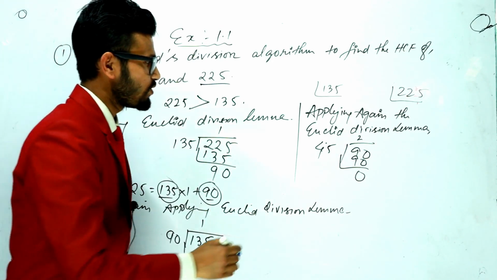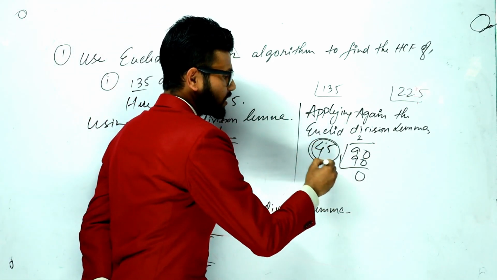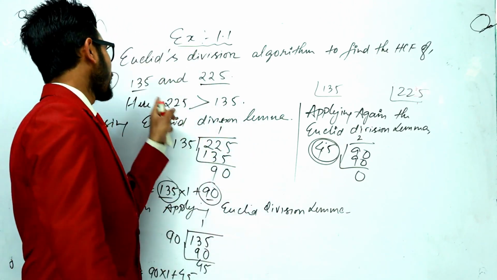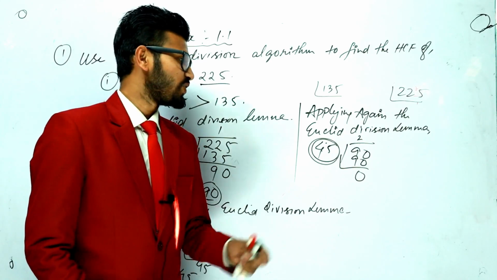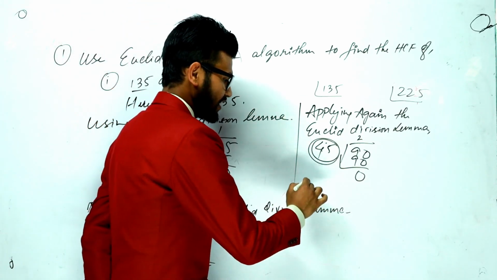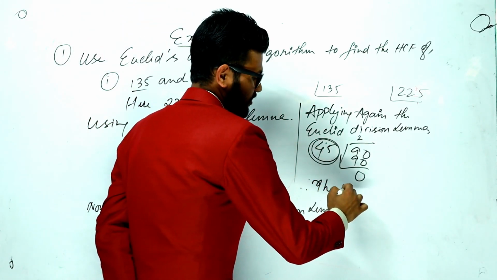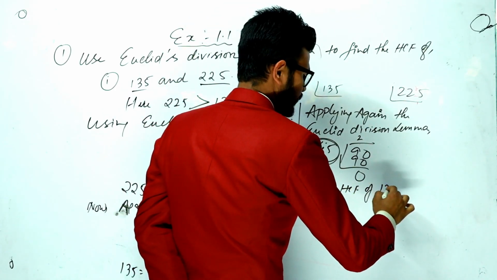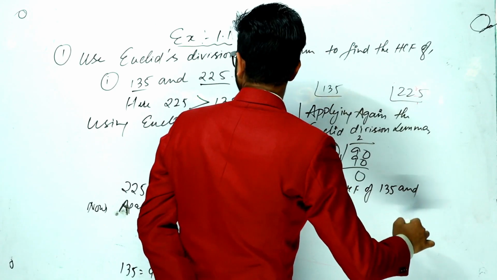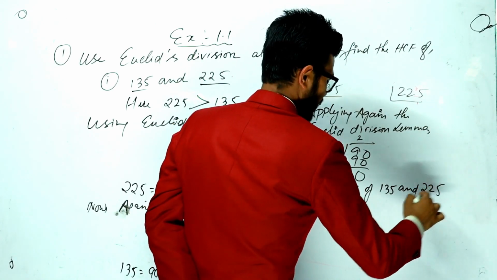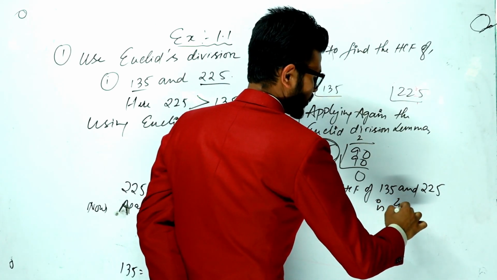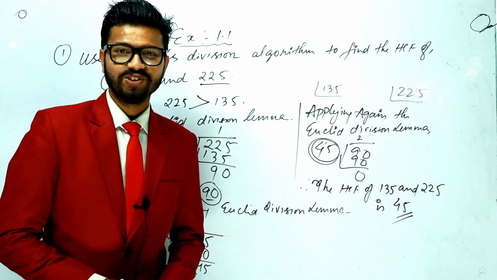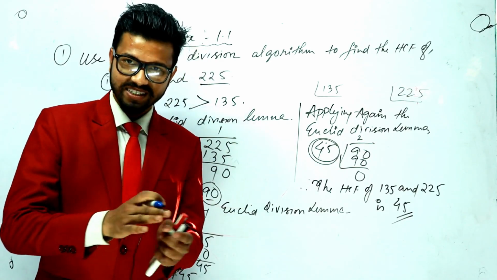So our answer is also here. This is the number which is responsible for making it 0. So definitely the HCF of 135 and 225 will be your 45. Therefore I can write, therefore the HCF of 135 and 225 is your 45. I hope it's definitely clear. Still if you have not understood, please rewind the video.